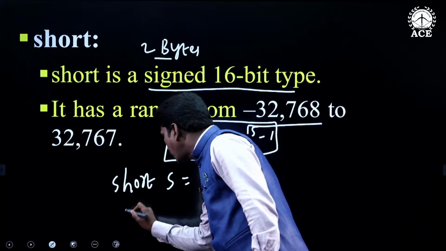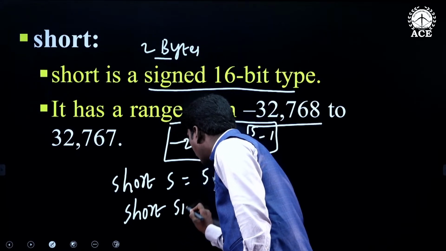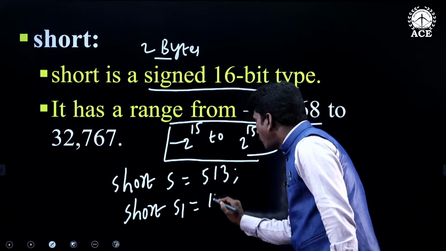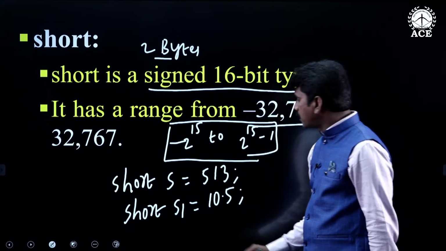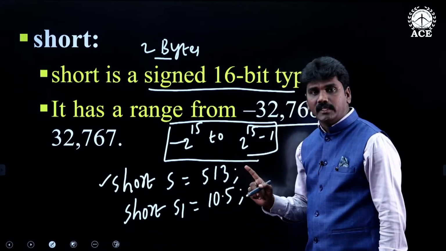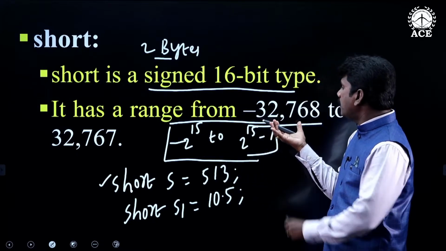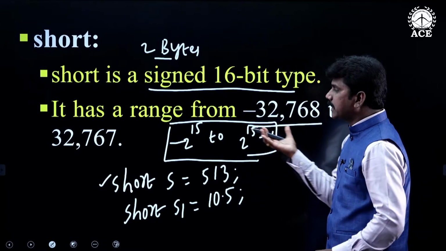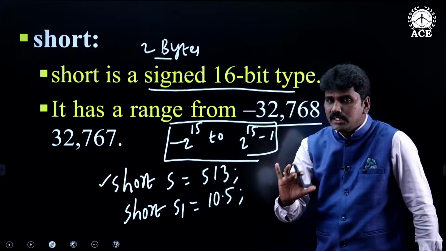Suppose we would like to assign short s1 is equal to 10.5, is it valid or not? The first one we have seen, short s = 513;. Yes, 513 is in between the range -32,768 to 32,767. There is no problem.